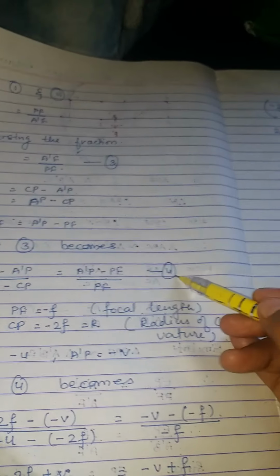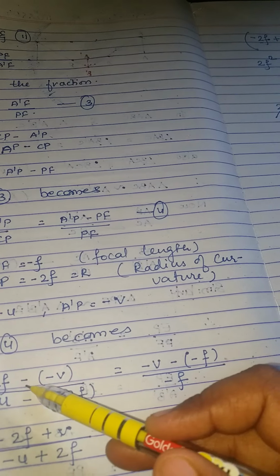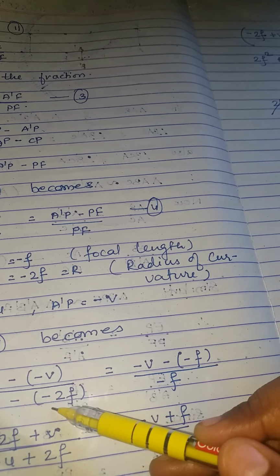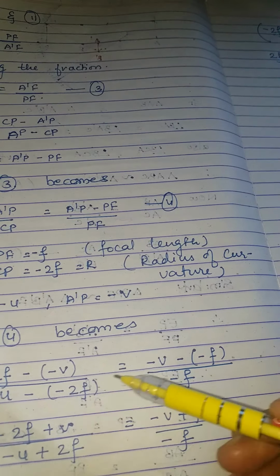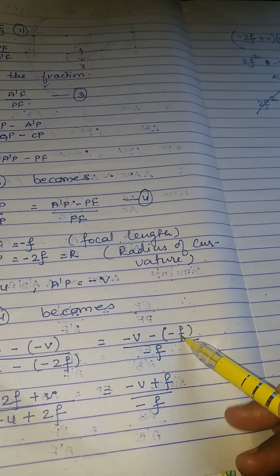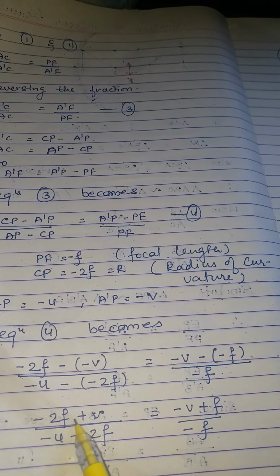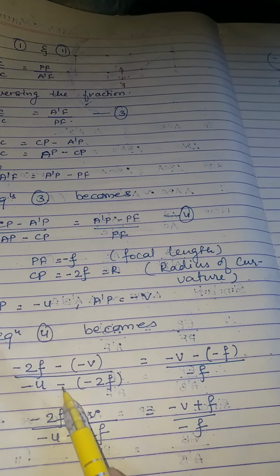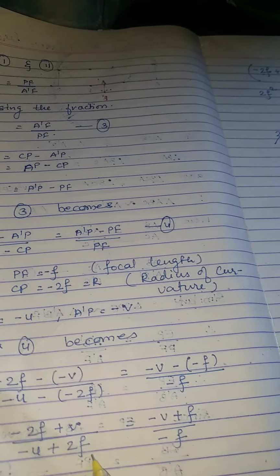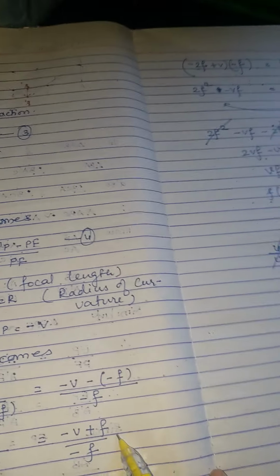Now equation number 4 will become, first what is written? CP. CP is minus 2f minus v upon minus u minus, in bracket again, minus 2f is equal to minus v minus f upon minus f. I will open the bracket and solve it. What will I get? Minus 2f plus v upon minus u plus 2f is equal to, here again minus minus plus, so minus v plus f upon minus f.